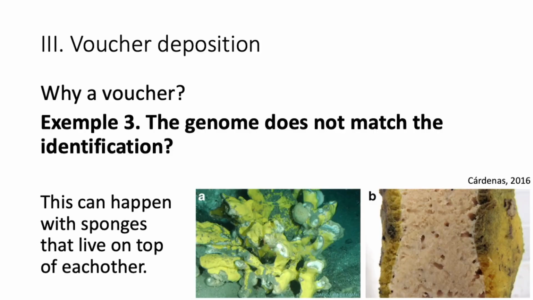And here I'm showing pictures of a sponge. It looks yellow. When you cut it in 2, it's kind of yellowish, brownish inside. These are actually 2 sponges, one yellow sponge growing on top of a brownish sponge. So when it was sequenced, everything was put together, and two totally different species were actually sequenced. By keeping a voucher, we can come back and actually double check what has been done, what has been collected, and re-identify those species. Very important to keep vouchers.